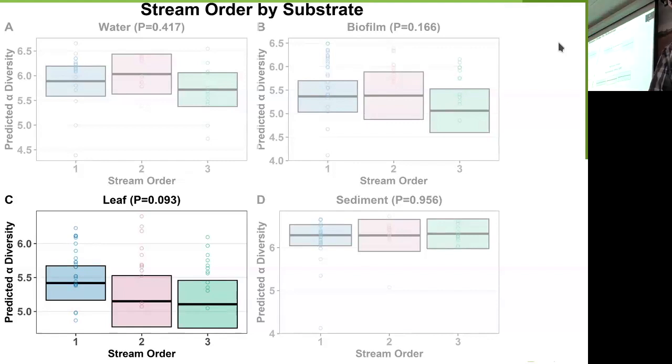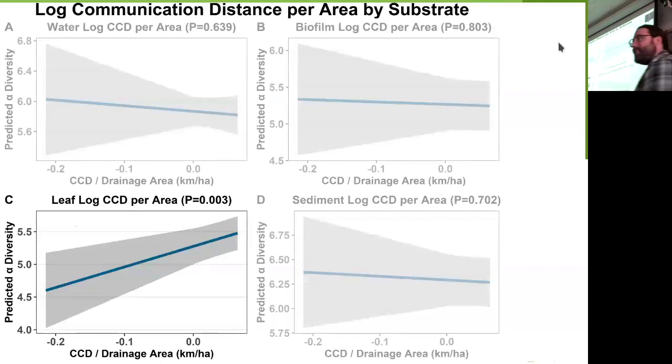Now moving past stream order, we're looking at that CCD metric. This is a more continuous metric. Again, the only thing that was significant was the leaf packs. So as we're getting more discontinuity in the network, our alpha diversity is going up. And I think this also makes sense, right? You're getting more patch heterogeneity. The overall alpha diversity might be going up. That's really more of a beta diversity trend though. So to be honest, I'm still not fully sure I understand what's going on with alpha diversity here. I can make an explanation, but I have to admit, I'm still a little puzzled about alpha diversity going up as we're getting more discontinuity in the stream.